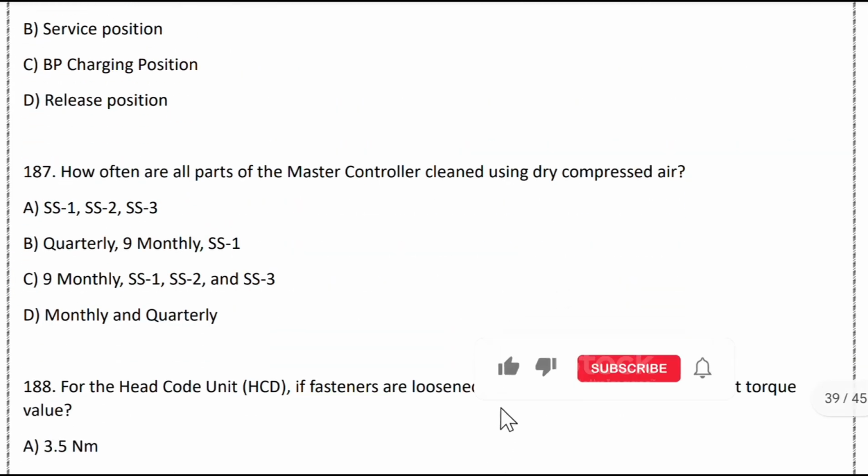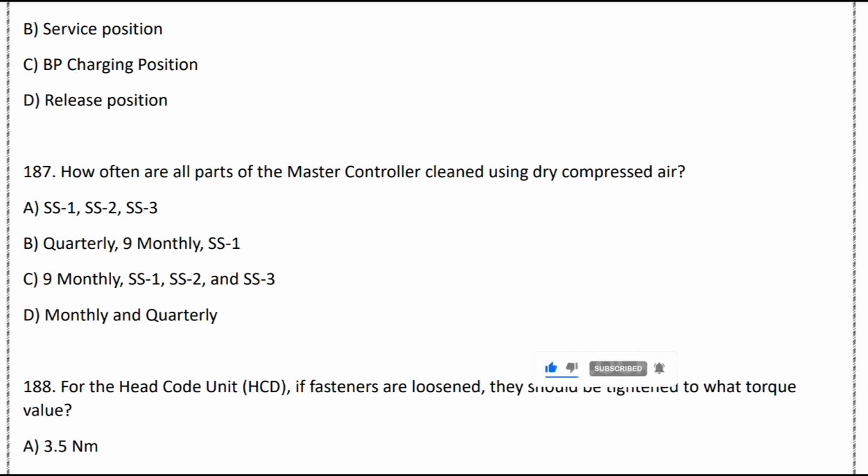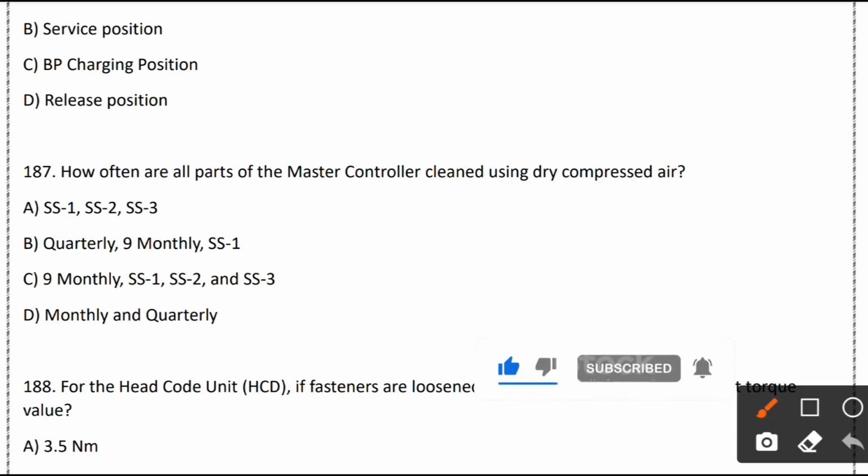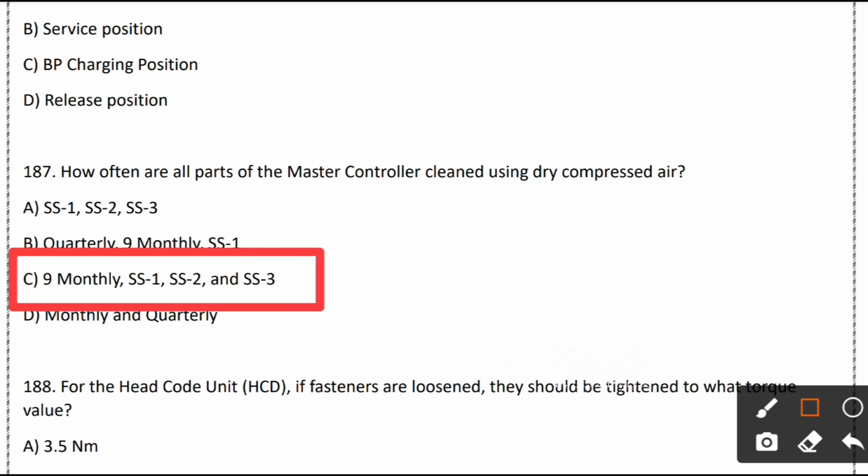187. How often are all parts of the master controller cleaned using dry compressed air? A. SS1, SS2, SS3. B. Quarterly, 9 monthly, SS1. C. 9 monthly, SS1, SS2 and SS3. D. Monthly and quarterly. The correct answer is C. 9 monthly, SS1, SS2 and SS3.